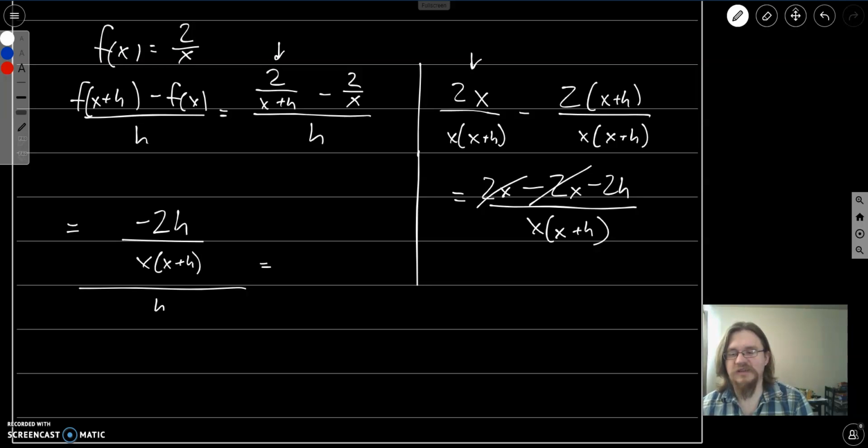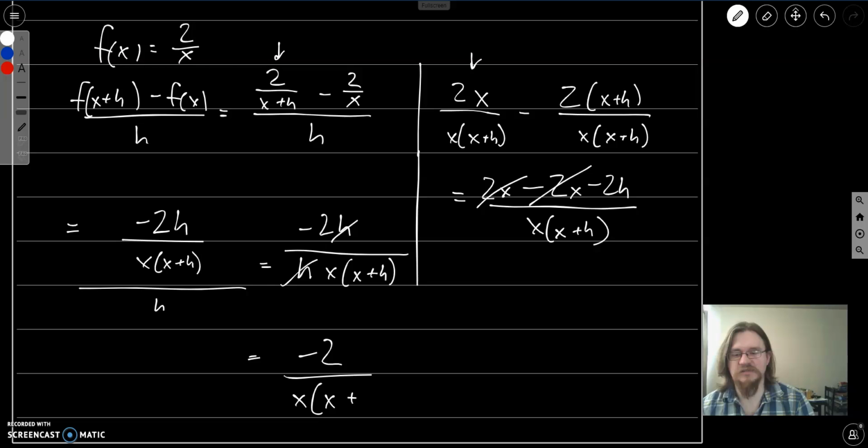Okay, let's simplify this. If I'm dividing a fraction by h, it just shows up on the bottom of the fraction. So far, I just divided this by h, and we'll see that those cancel, and we're left with minus 2 over x times x plus h. A lot of work, but this is only algebra. There's nothing else going on.